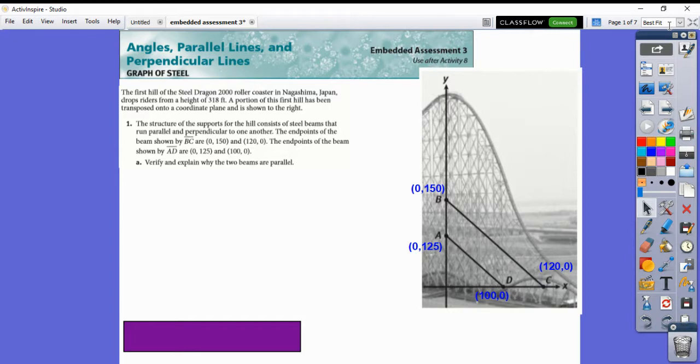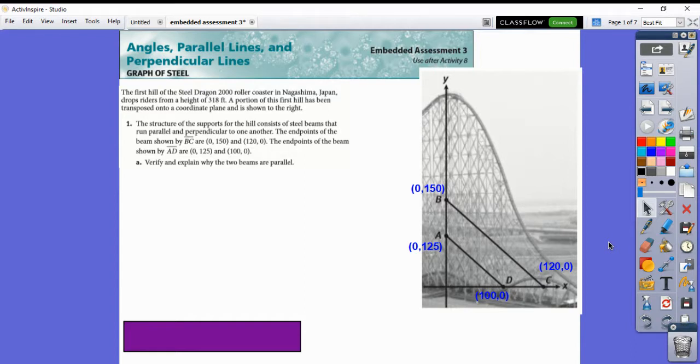Okay, so let's look at all 6 of these answers. We've got a picture of a roller coaster here. And the problem setup says the first hill of the Steel Dragon 2000 roller coaster in Nagashima, Japan, drops riders from a height of 318 feet. A portion of this first hill has been transposed onto a coordinate plane and is shown to the right.